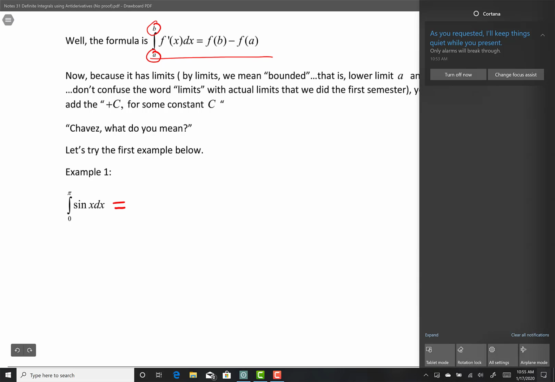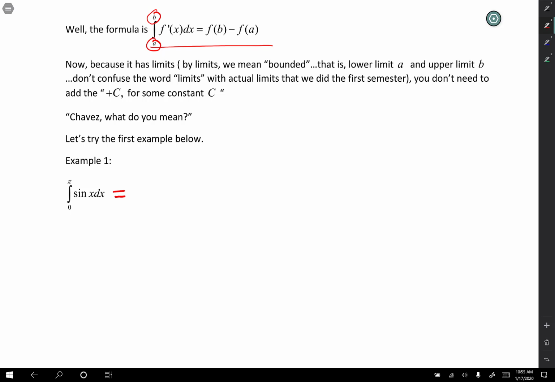I'm going to put this in tablet mode. So what's the antiderivative of sine x? Okay, someone said cosine x. Is it positive or negative? It's negative, because the derivative of cosine is negative sine, and I don't have negative sine. I have a positive sine. Do you guys see that?